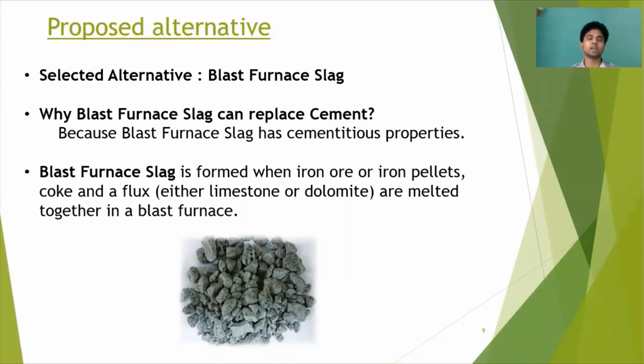The reason for studying the raw materials, users, and the problems of this existing product is to find a better alternative. And the alternative we choose is blast furnace slag. And you may ask, what is blast furnace slag? It is the byproduct we get when iron is melted in a blast furnace. The reason for choosing blast furnace slag is because it shows the same properties as cement.